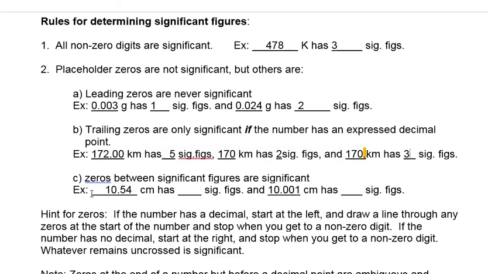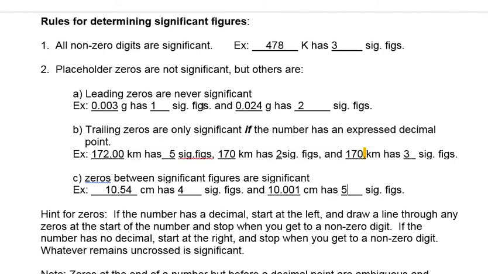The last one, and this one doesn't tend to give people as much problem. Zeros between significant figures are significant. So if I have 10.54, they're all significant. So that's 4 sig figs. 10.001, also all significant. So that is 5 sig figs.